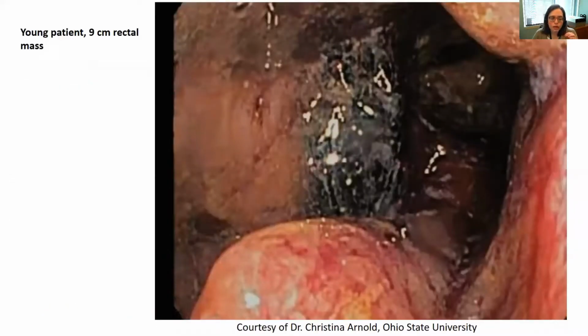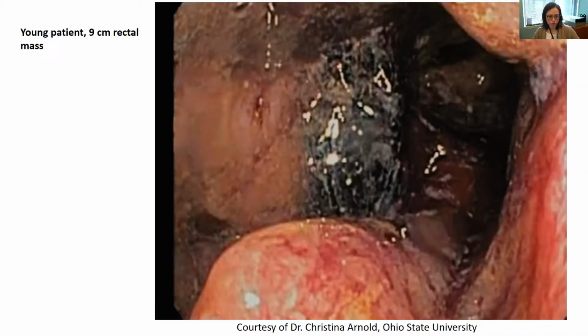Another way that these can present, both syphilis and chlamydia, is by mass-forming lesions that are so dramatic that they can perfectly mimic neoplasia. This is a young patient with a 9 centimeter rectal mass who was headed to the OR because the clinicians thought that this patient had colon cancer.